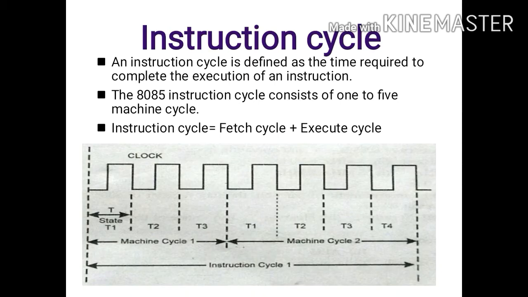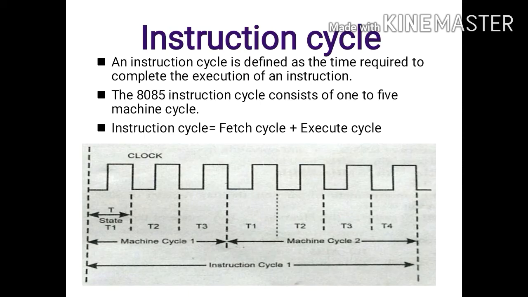The total time required to execute an instruction, that is the time required for the instruction cycle, is equal to the time required for the fetch cycle plus the time required for the execution cycle. An instruction cycle consists of a fetch cycle and an execution cycle. So, what is meant by fetch cycle and execution cycle?